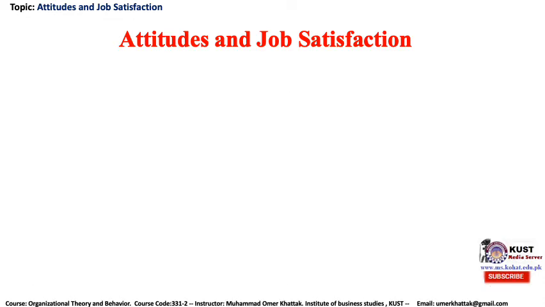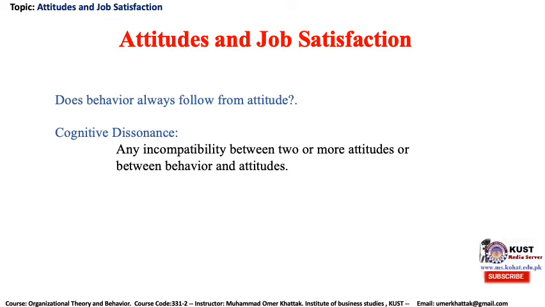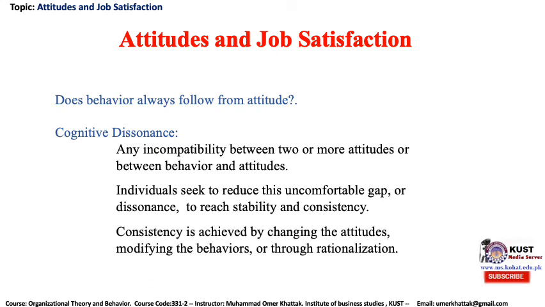Festinger argued that these cases of attitude following behavior illustrate the effects of cognitive dissonance. Any incompatibility between two or more attitudes, or between attitude and behavior, is called cognitive dissonance. Individuals seek to reduce this uncomfortable gap, or dissonance, to reach stability and consistency. Consistency is achieved by changing the attitudes, modifying the behaviors, or through rationalization.